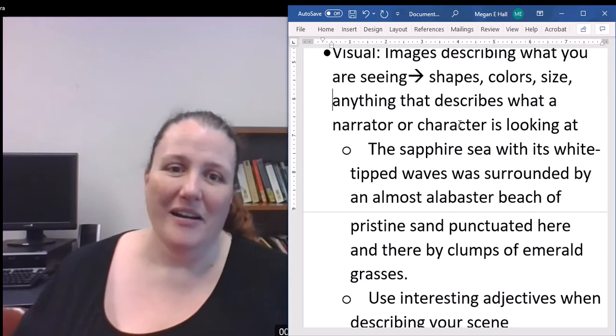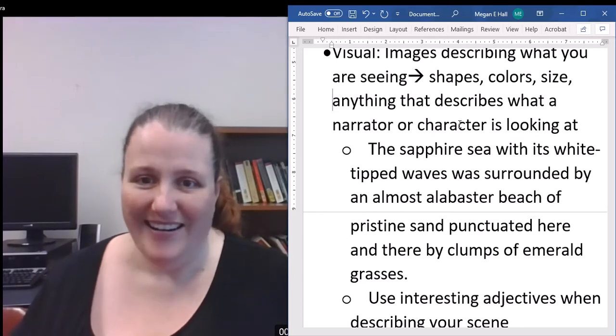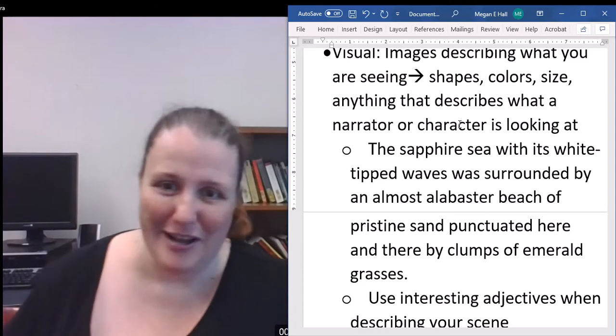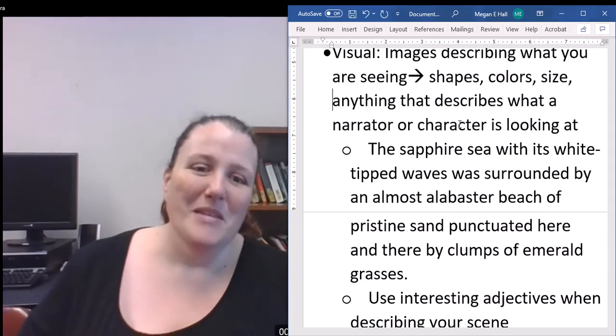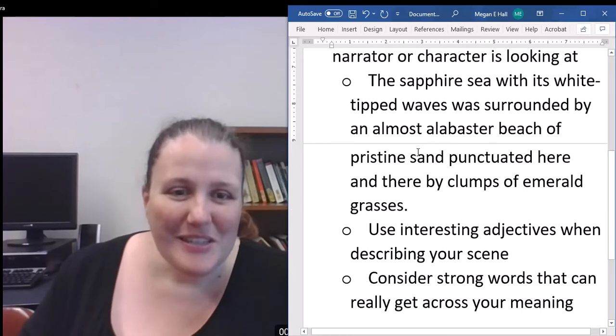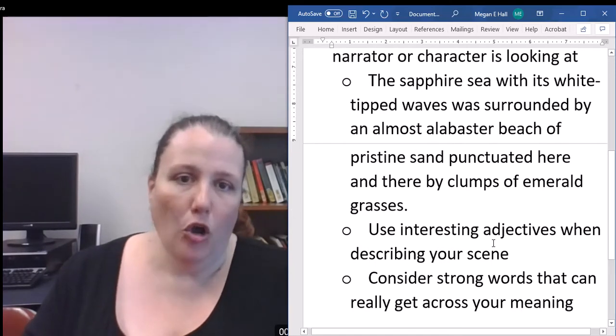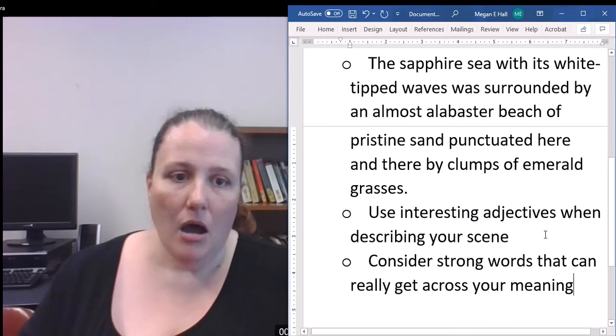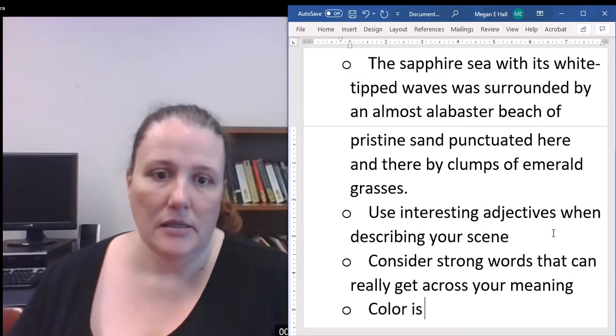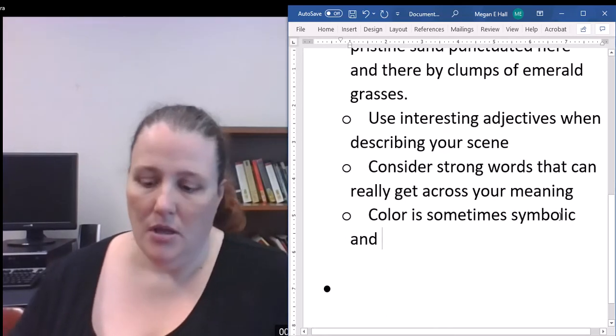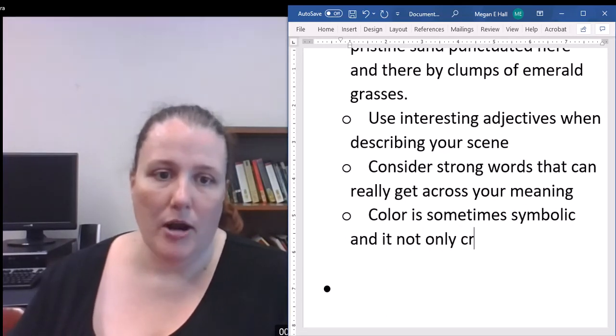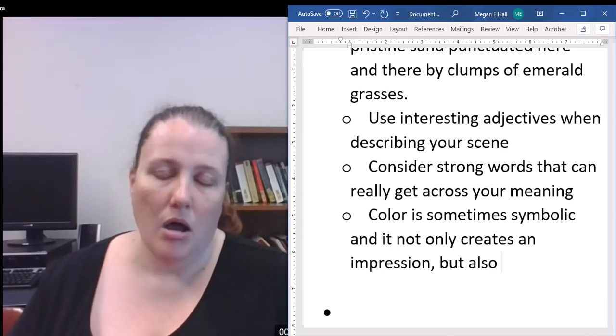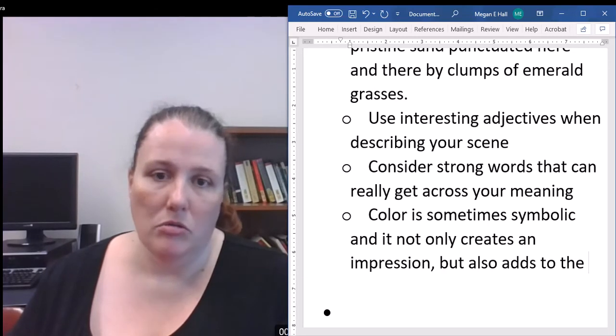So you get an image in your head, even if you didn't quite see the empty shelves below the first two. Those types of things. And also color. Color is sometimes symbolic, and it not only creates an impression, I have found, but also adds to the emotion, the mood of a scene.